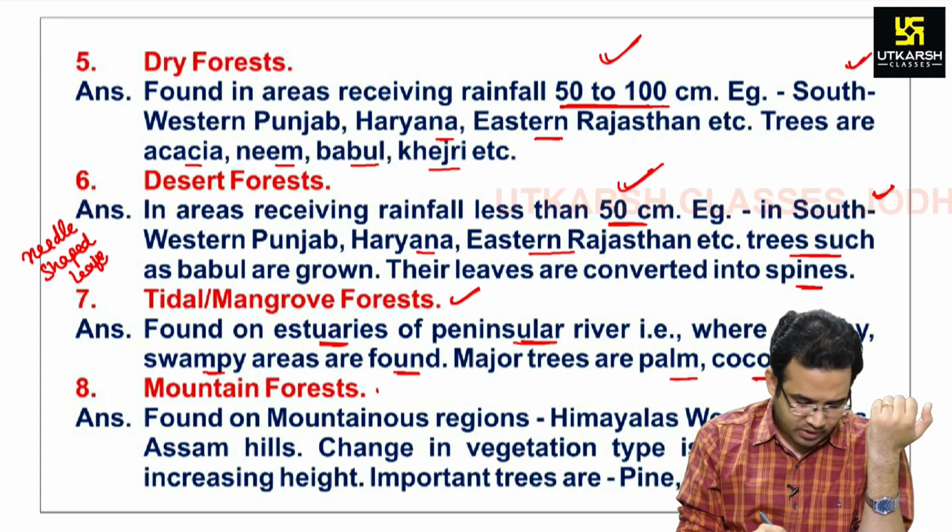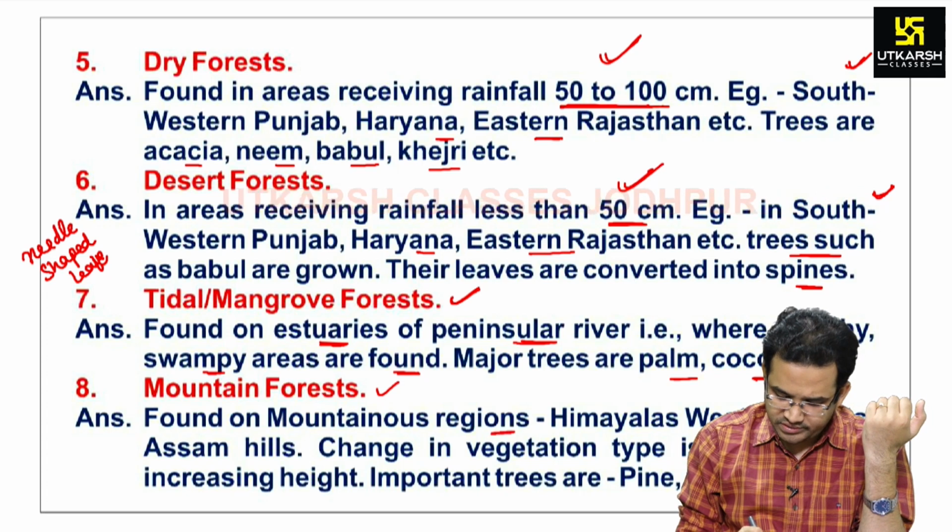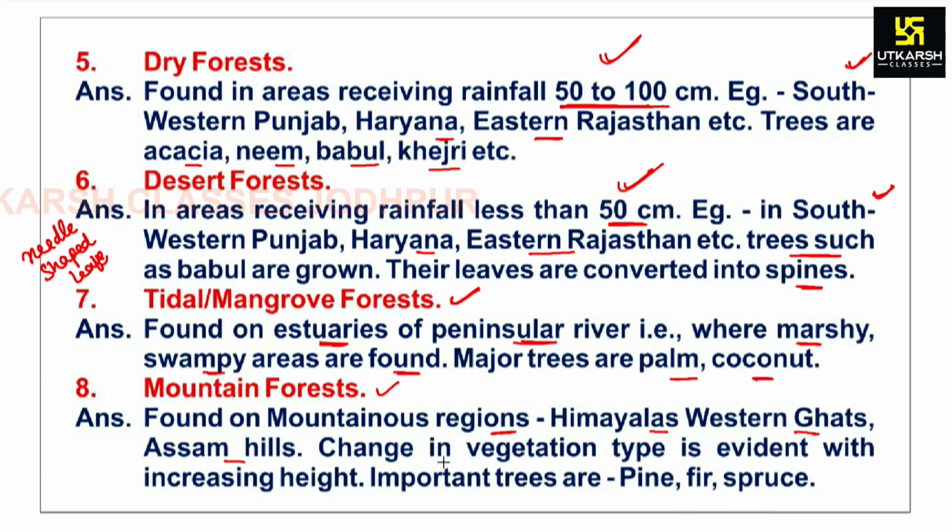Moving ahead, we have mountain forest, guys. These forests are found on mountain regions in the Himalayas, Western Ghats, Assam hills. Change in vegetation type is evident here with increasing height. So as the altitude increases, the vegetation keeps on changing. So altitude is an important aspect in this region, and as the altitude increases, we find that the types of forest keep on changing. Important trees are pine, fir, spruce, juniper, birch. These are the trees found in this area. Then at higher altitudes, we find moss, lichen, such kind of vegetation. Taiga and tundra kind of vegetation. So these are the mountain forests.